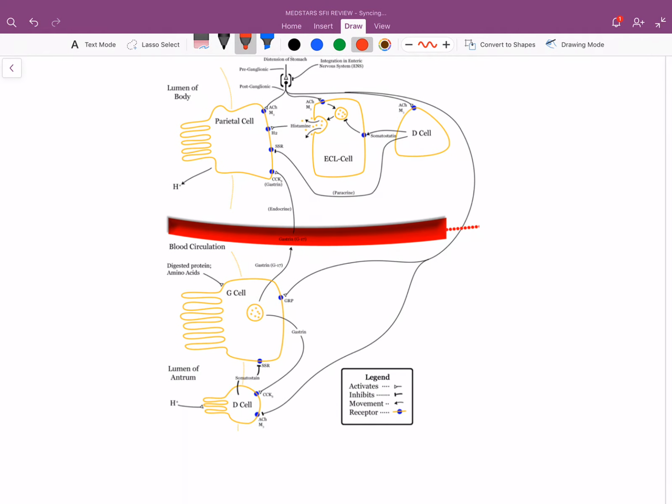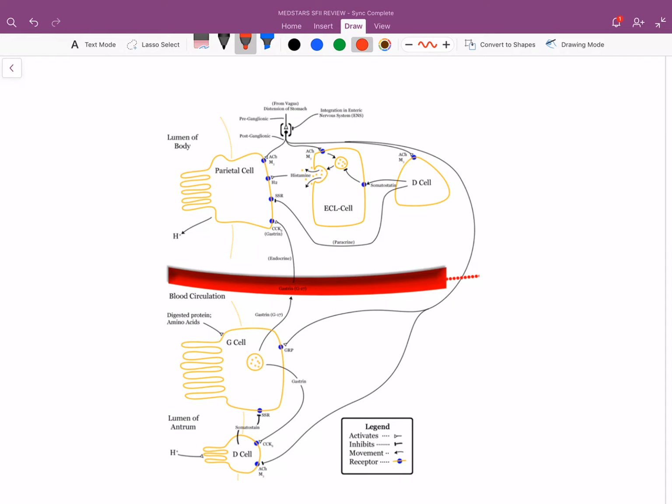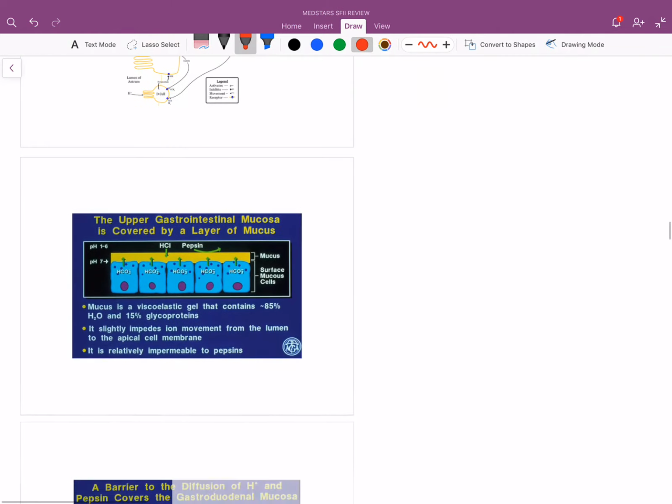This is just a confusing slide. I'm sure you can look back at what I said and make sense of it, but not much to talk about here.